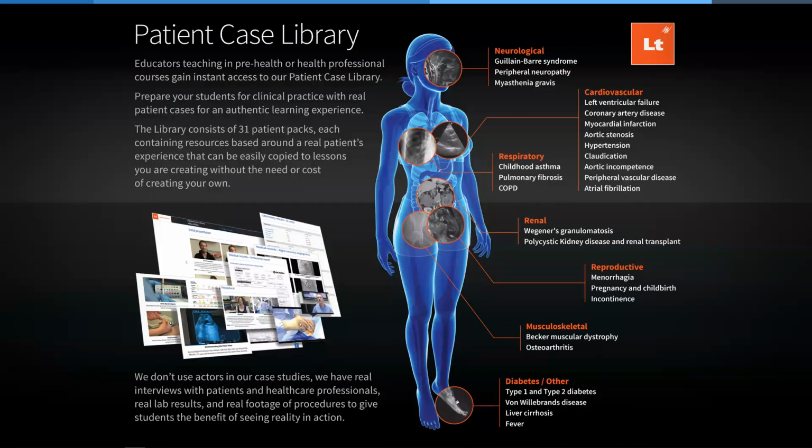which again is a lovely diagram of the patient case library. It's showing there are 31 patient packs, and down the right hand side of the slide you've got neurological, cardiovascular, respiratory, renal, reproductive, musculoskeletal, diabetes and some other conditions. So it's giving you really a bit more information on the whole range of patient conditions available to the students. Every body system is in fact covered.